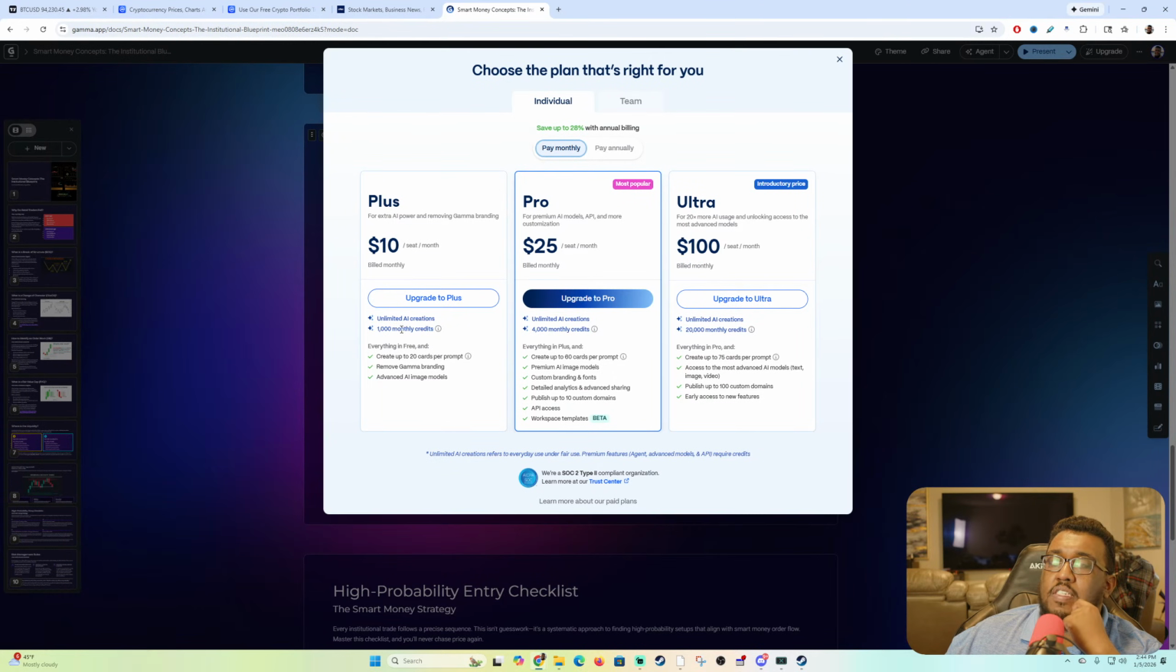1,000 monthly credits. I don't think I would exceed that versus 4,000. I guess I would have to probably test out the Plus, see how many credits I use, and if I go over my allotted credits, upgrade to Pro. Yeah, because I'm not a team, right? I don't need multiple people here.